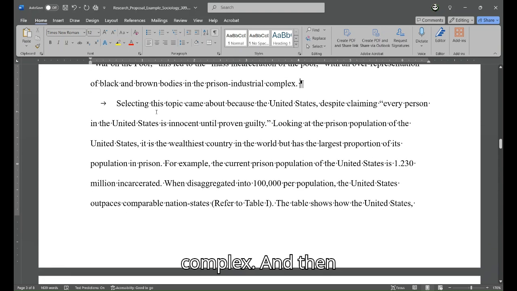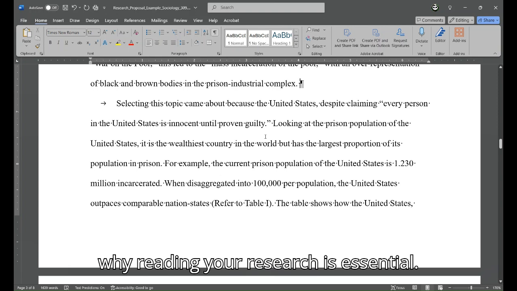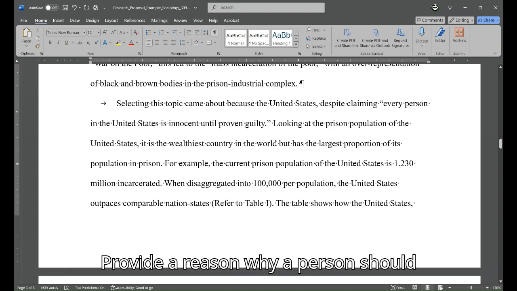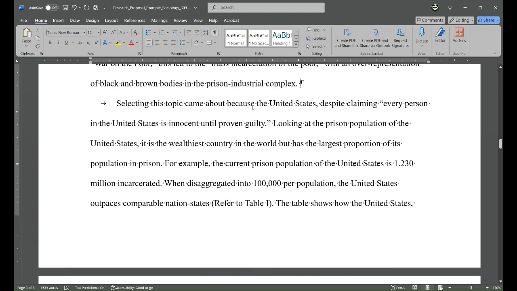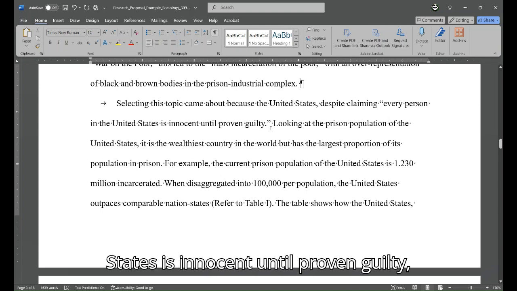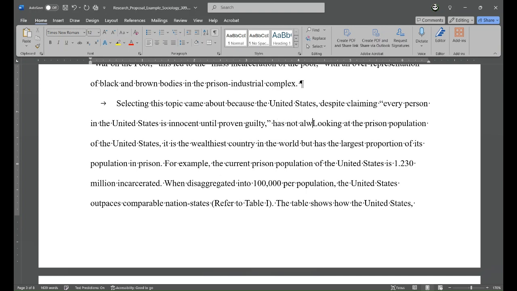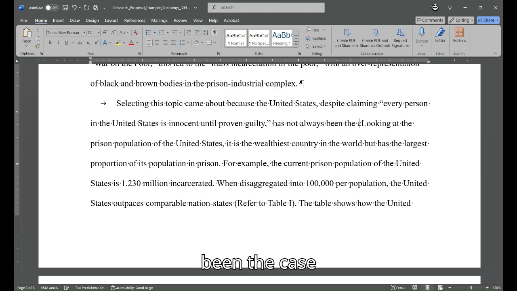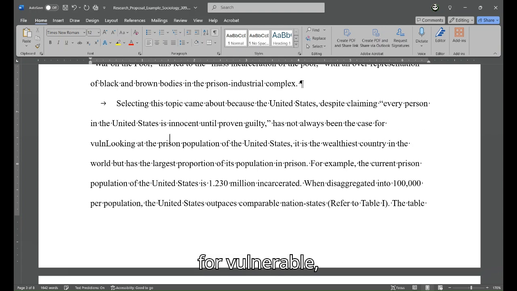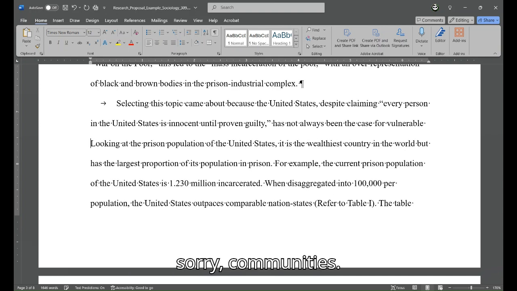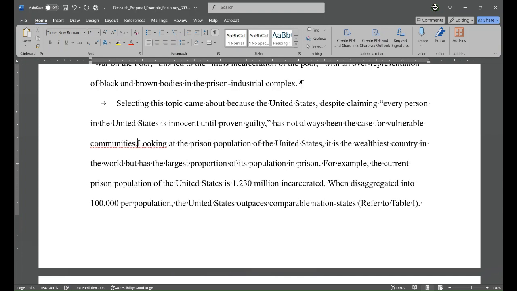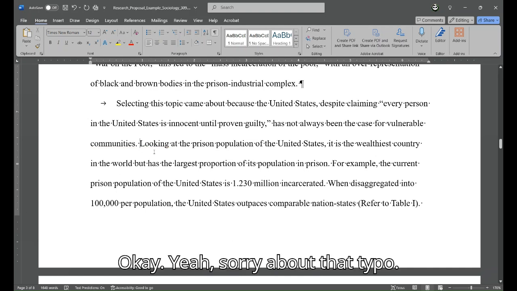Okay. And then the next one is explain to your reader why reading your research is essential. Provide a reason why a person should consider reading the manuscript. So selecting this topic came about because the United States, despite claiming every person in the United States is innocent until proven guilty, I should have wrote, has not always been the case for vulnerable communities. Okay. Yeah, sorry about that typo.